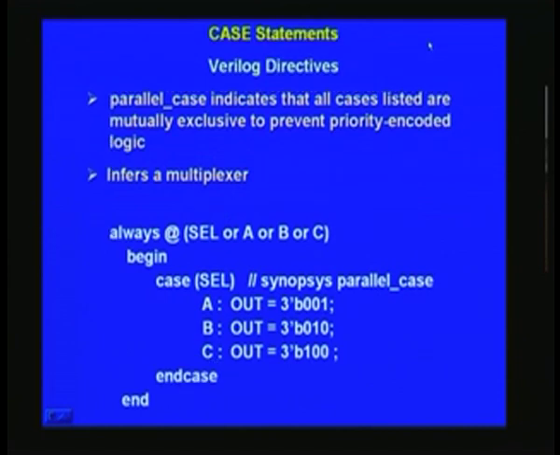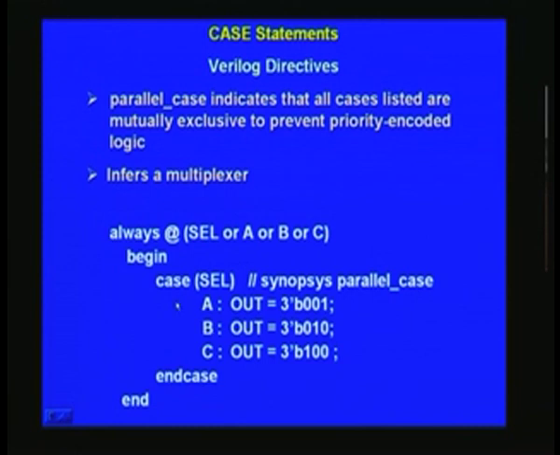And another Verilog directive is parallel case, which indicates that all cases listed are mutually exclusive, to prevent priority encoded logic. We have seen the if else if combination to be priority encoded, and case to be not priority, right. It appears straight away, whatever be the condition, at the output either here or here, all equally at the same time, right. So there is no nesting as such as in the case of if else if, wherein you normally had nesting between muxes.